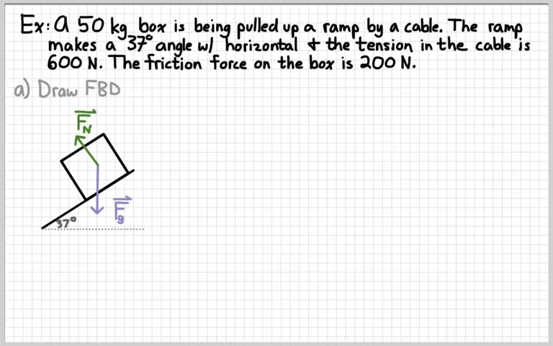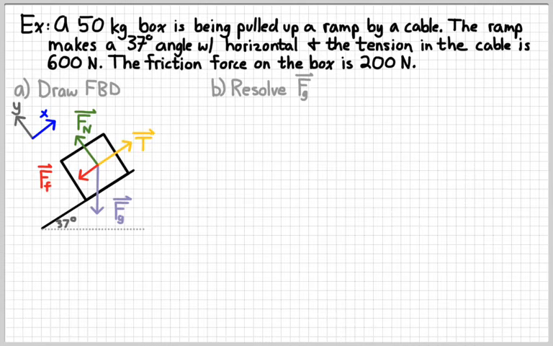So my free body diagram would look something like this. Gravity goes down, normal force is perpendicular, tension is up the incline, and friction in this case would be down the incline. So since the box is sliding up, friction would oppose its relative motion, and so it would go down.